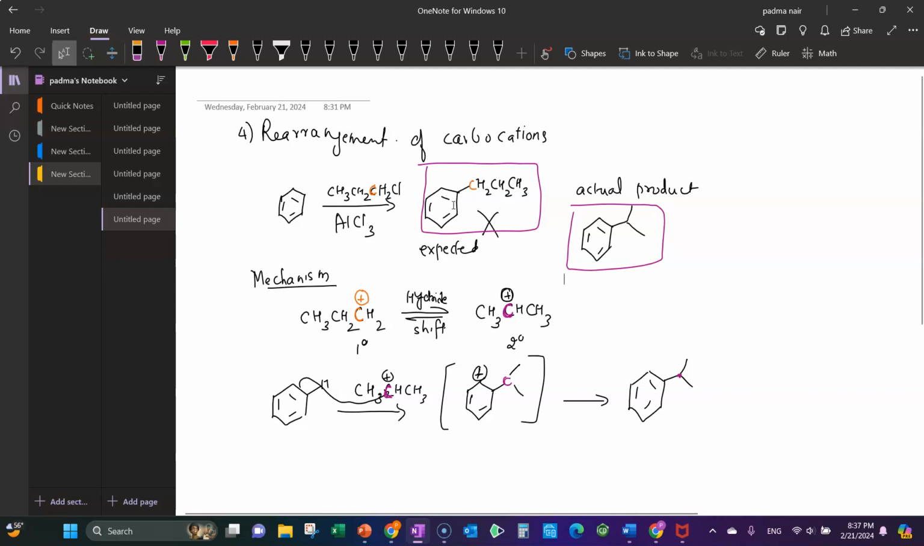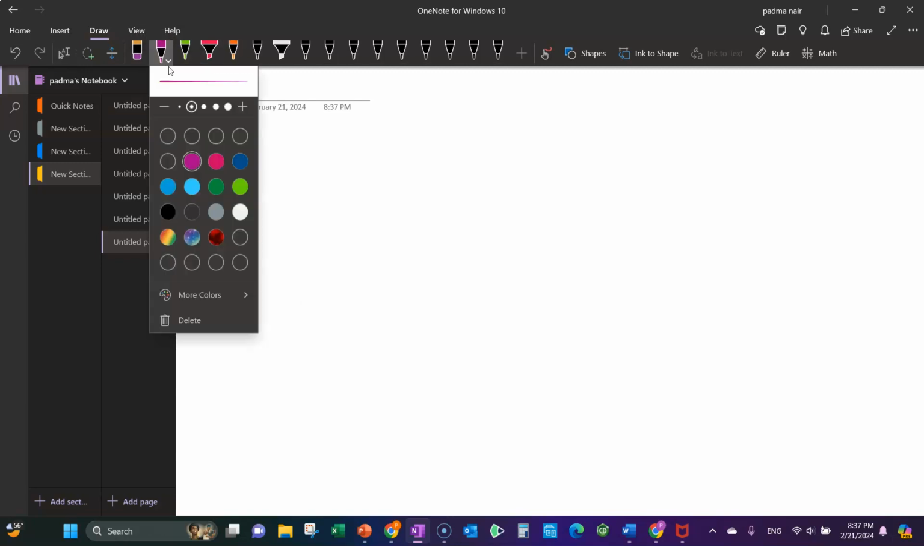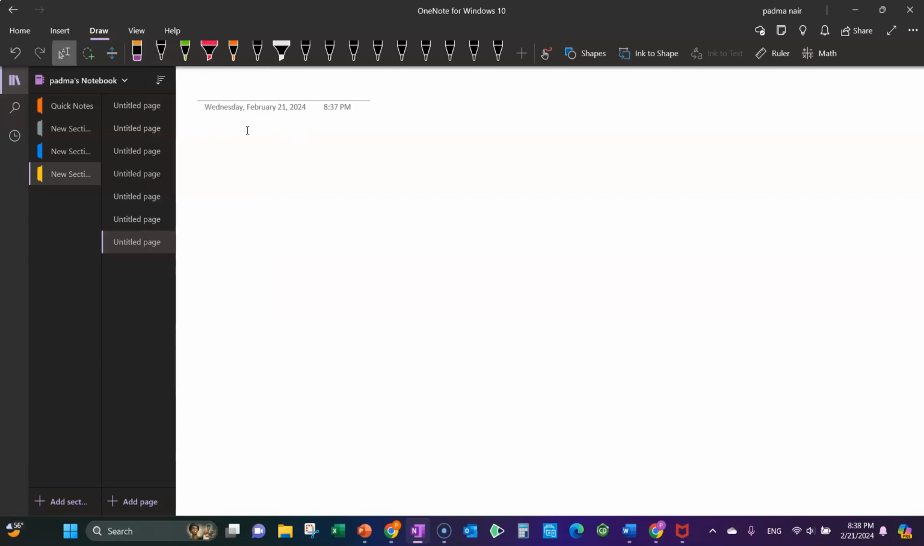So this last limitation, we can get over by doing a Friedel-Crafts acylation, so that we can get the expected product instead of the rearranged product. Okay, and so that's what we are going to see in the next and the final reaction for electrophilic aromatic substitution reactions of benzene. Okay, so the final reaction is Friedel-Crafts acylation.